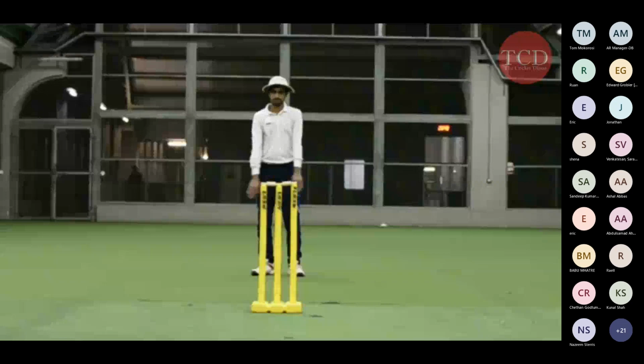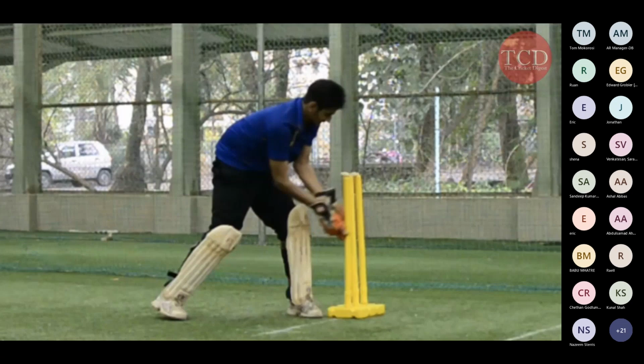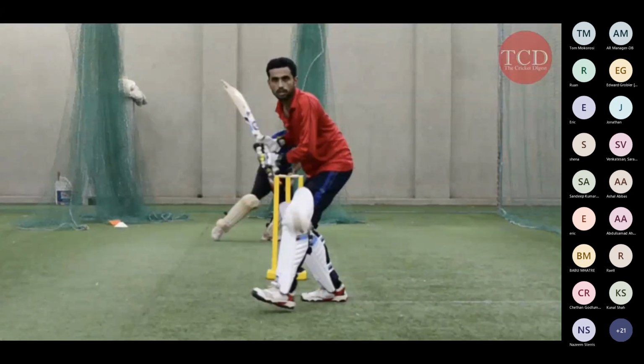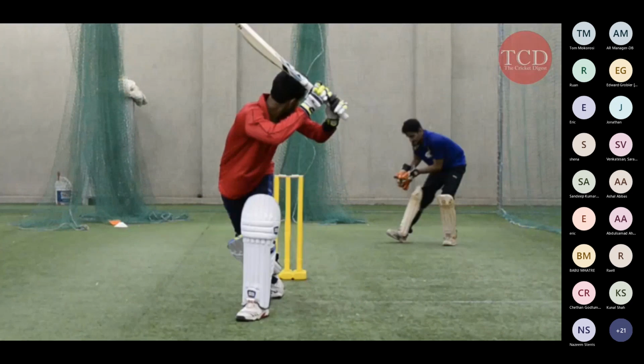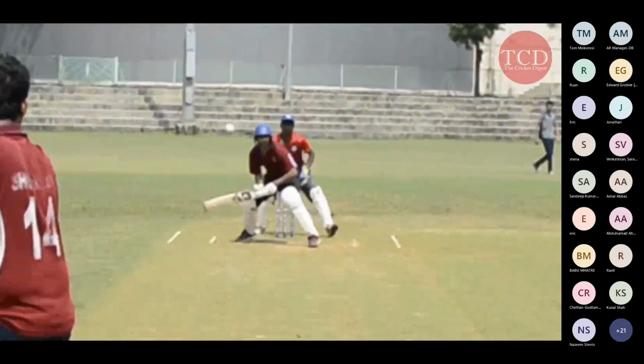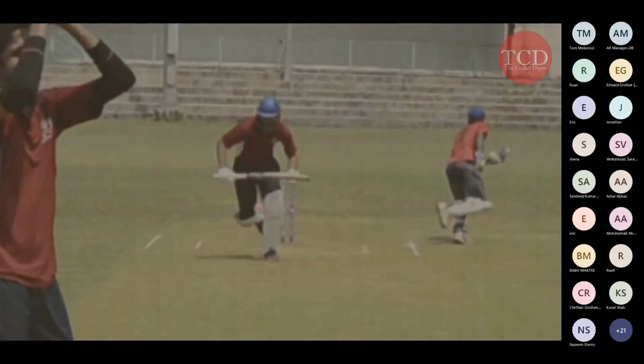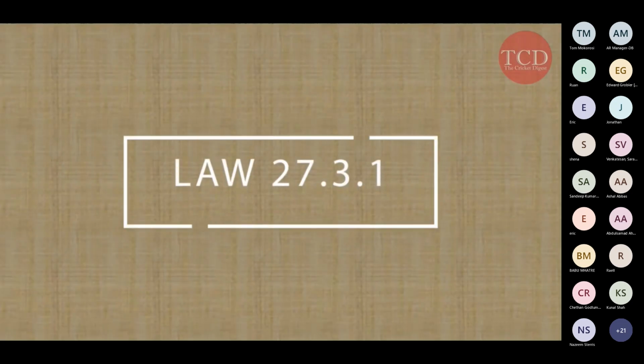He is allowed to move a few steps forward for a slower delivery, but doing so should not bring the stumps in his reach. He is allowed to move laterally, like this wicketkeeper, in response to the direction in which the ball has been delivered. He is allowed to move in response to the stroke that the striker is playing, like this wicketkeeper does, but he has to make sure that he follows the law 27.3.1. Let's see what exactly that law is.